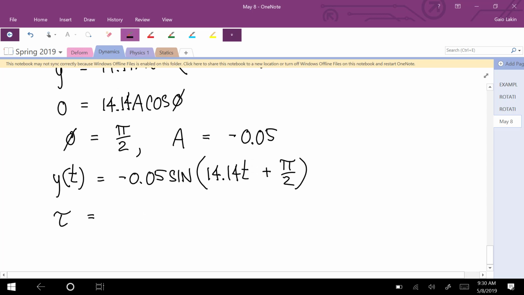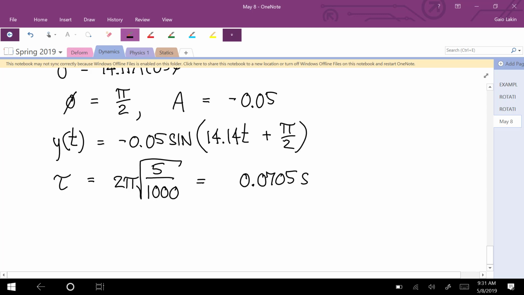The period is 2 pi times the square root of the mass over the spring constant. Can you tell me what that number is? 0.444 seconds. And the frequency is 1 over the period. What's that?